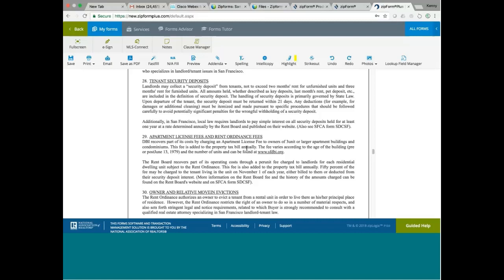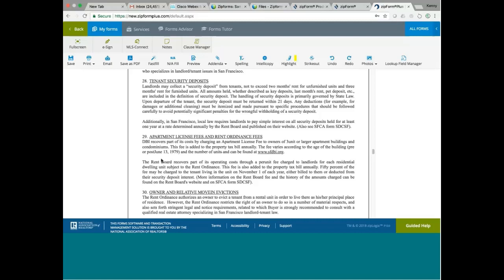Apartment license fees and rent ordinance fees. If you're renting an apartment in San Francisco, there is a license fee you have to pay. Okay. If you want to know more about the license fee, you can go to this website, www.sfdbi.org. Okay, that is a place where you can actually get the information on the license fees and ordinance fees.